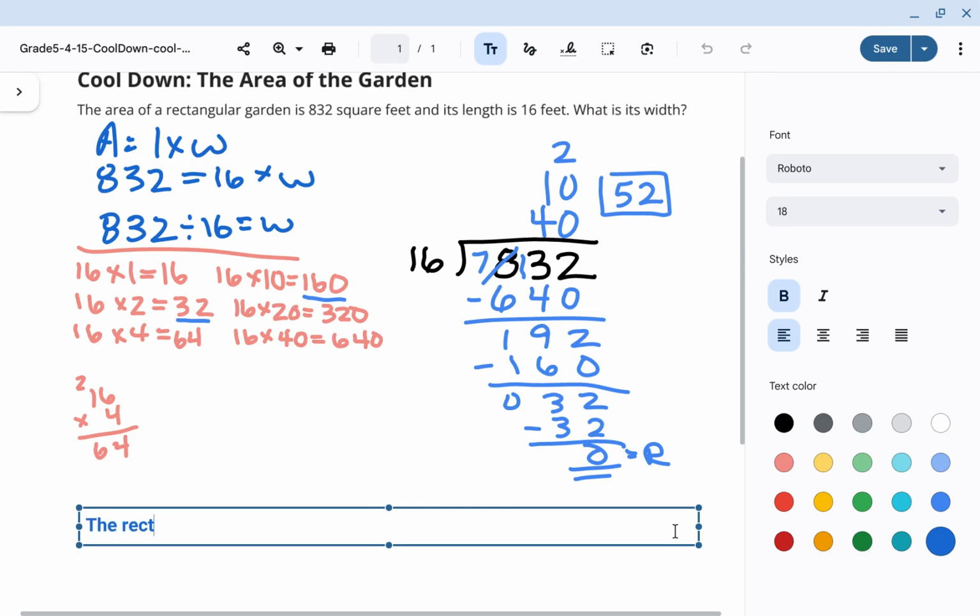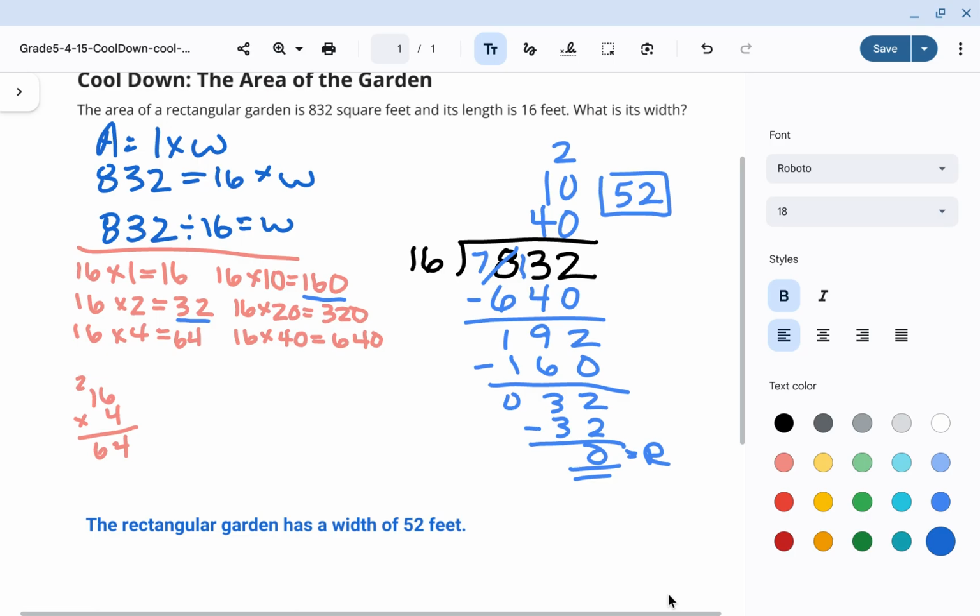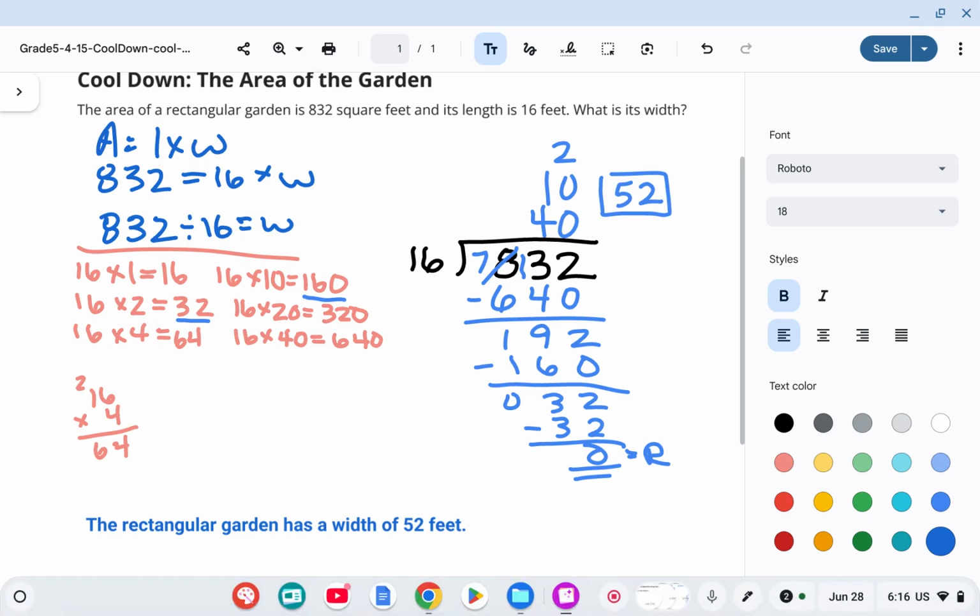The rectangular garden has a what of 52? It has a width of 52 what? We're going to write that it's 52 feet. Okay, notice it's a very simple sentence, but it is a sentence that tells us what that 52 means in context to the question that we were asked. And that does finish up our lesson 15 cool down.